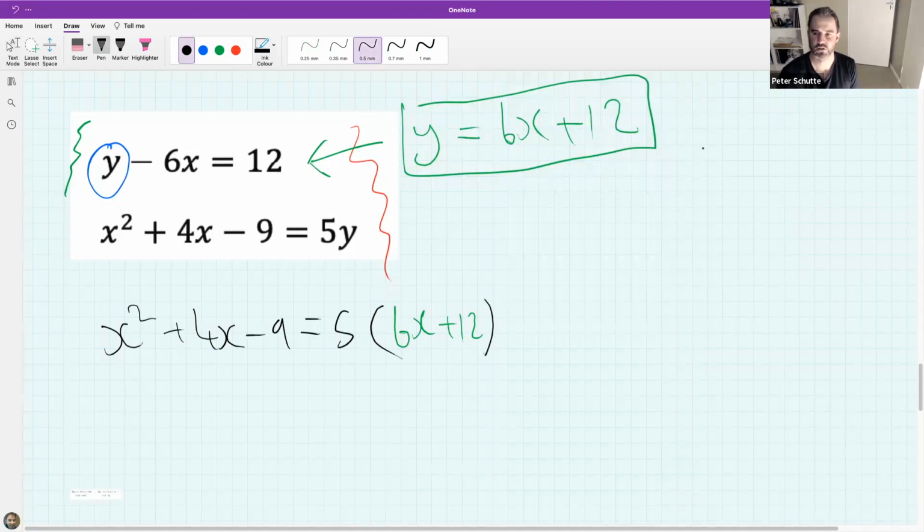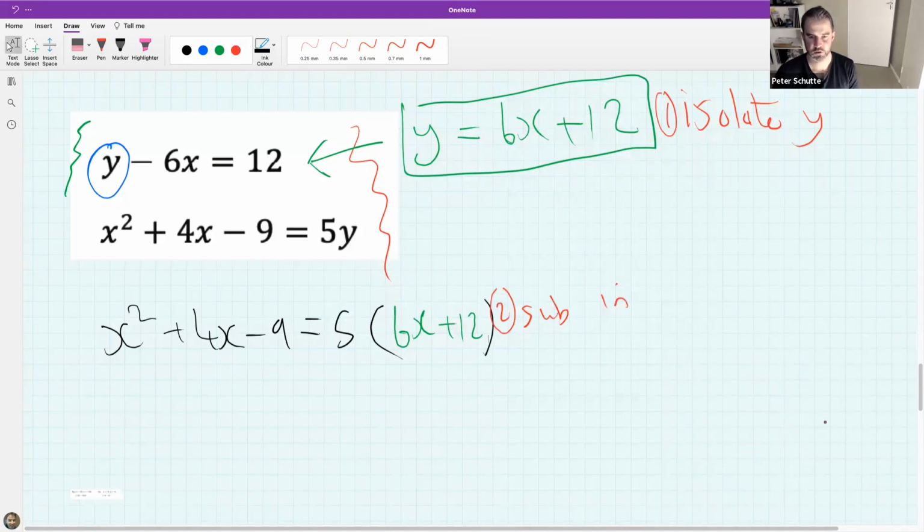Step one was to isolate y. Step two was to sub in. What is my step 3 and 4 going to be? That's what you want to ask yourself.